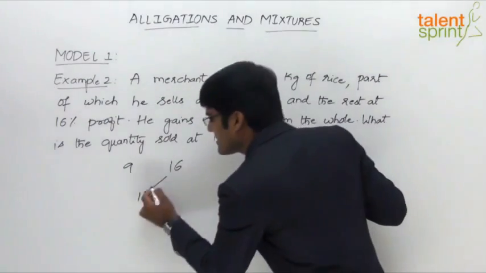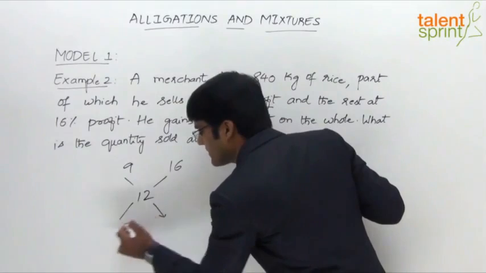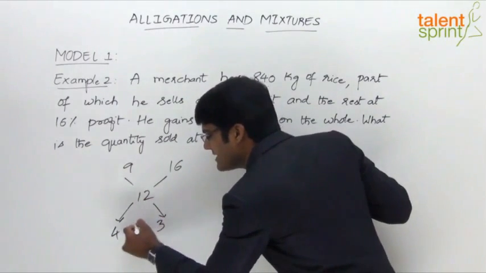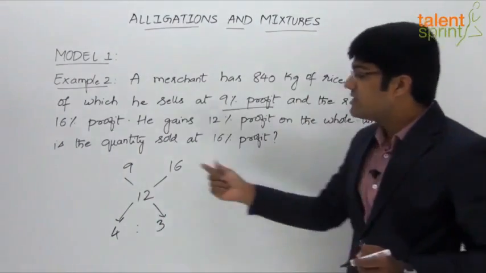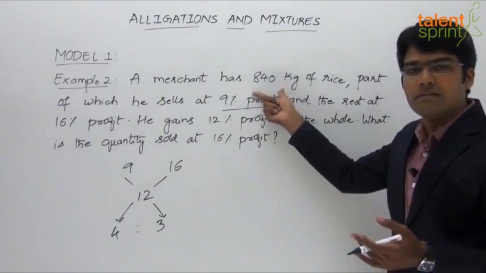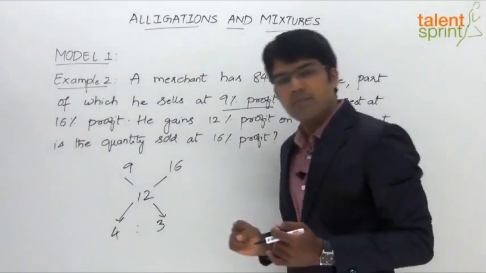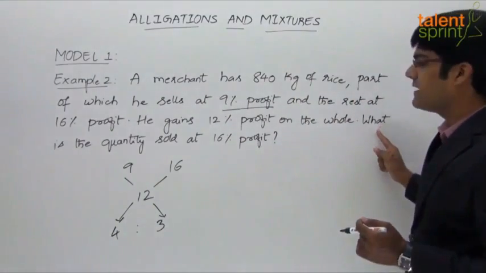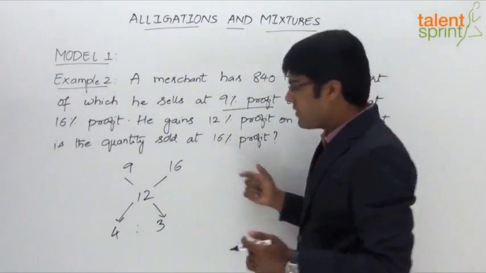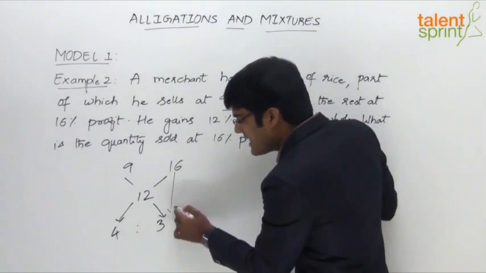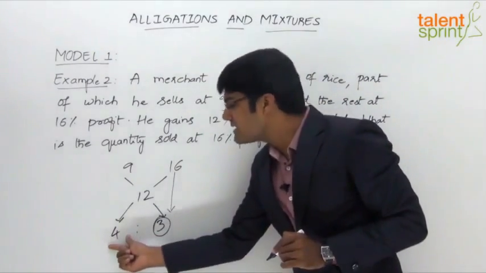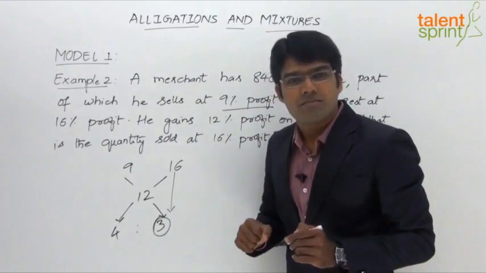Now, by taking the cross differences, we get the ratio. So 16 difference 12 is 4 and 9 difference 12 is 3. So the ratio in which these two parts have been mixed to obtain the total 840 kgs is 4:3. Now from the question we are required to find out the quantity which is sold at 16% profit. Now if you look at it, the quantity which is sold at 16% profit is 3 parts as against 4 parts which has been sold at 9% profit, right?